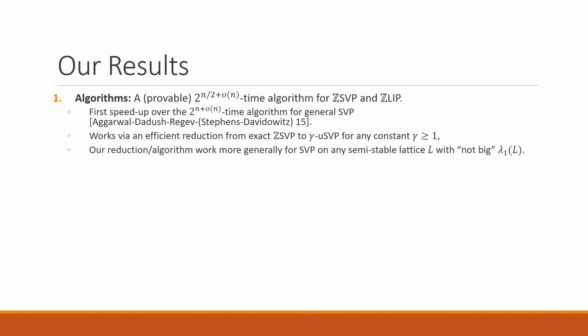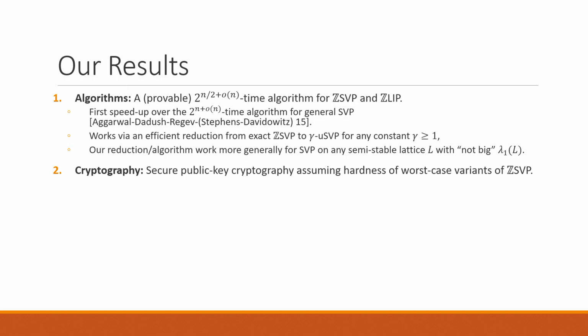And just one thing to note here, the algorithmic result in our paper doesn't just work for solving SVP on rotations of Zn. It actually works for solving SVP on a much larger class of lattices called semi-stable lattices that don't have too large lambda 1. And so in terms of cryptography, we show how to build secure public key cryptography, assuming hardness of worst case variants of ZSVP.